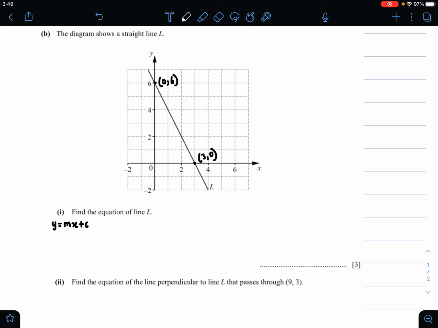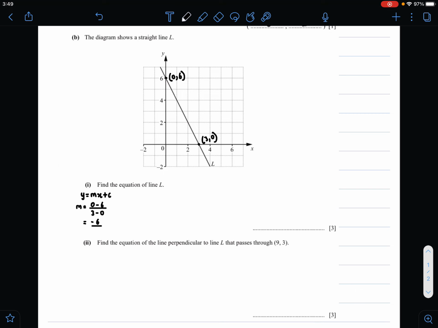So to find the value of m, we will use the formula y2 minus y1 divided by x2 minus x1. So y2, which is 0, minus y1, which is 6, divided by x2, which is 3, minus x1, which is 0. So therefore your m value would be negative 6 by 3, which is equal to negative 2. So therefore you can write it in your equation. So y is equal to negative 2x plus c.